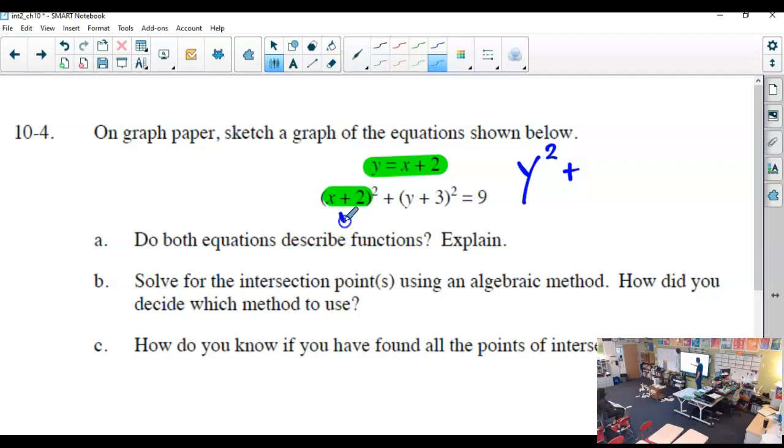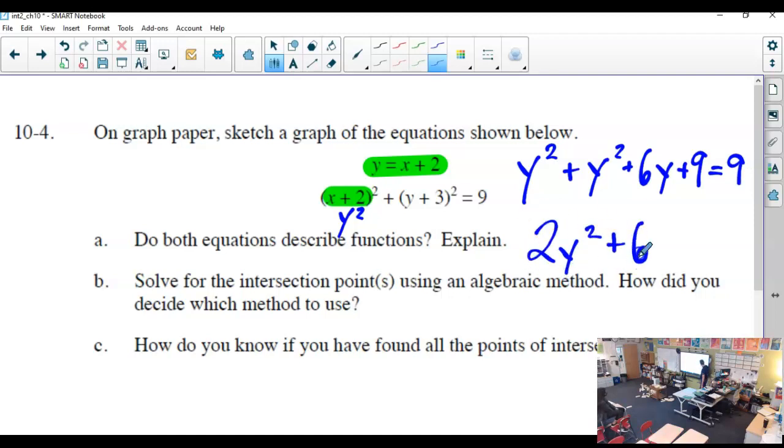That does seem a bit easier. Then this will become y squared plus 6y plus 9. Oh, wait, that is easier. It's 2y squared plus 6y equals 0. If we subtract 9 from both sides, x equals 3.